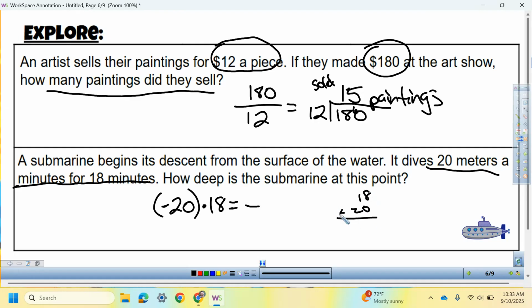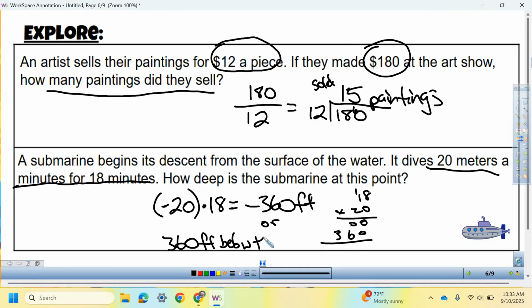18 times 20, that's 0, 0. Let's move over a place value. 8 times 2 is 16, 2 and 3. So he's negative 360 feet. Or you can also say 360 feet below the surface.